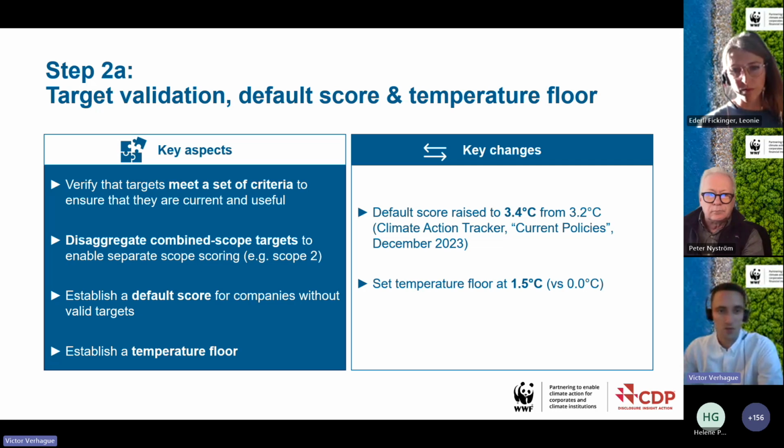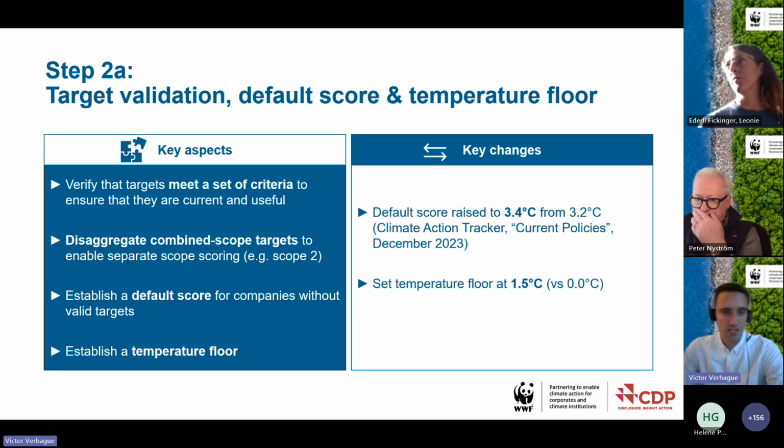The original default score was determined by using projections from the Climate Action Tracker. We decided to keep the same source, the same current policy scenario, and the same level of probability. And these were all last updated in December 2023 by the Climate Action Tracker. And this results in an increase of the default score from 3.2 to 3.4 degrees.